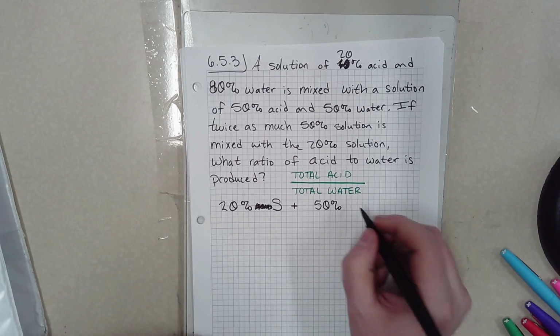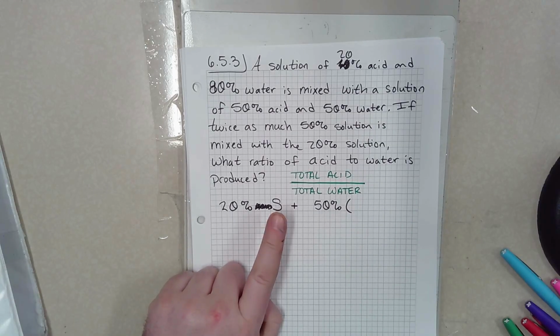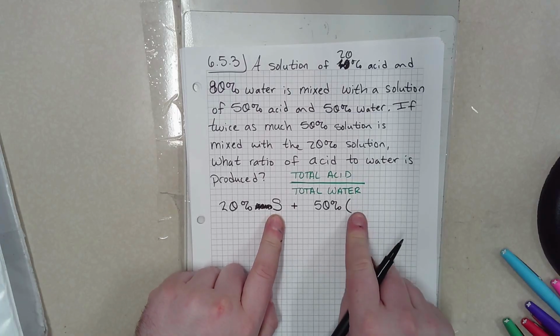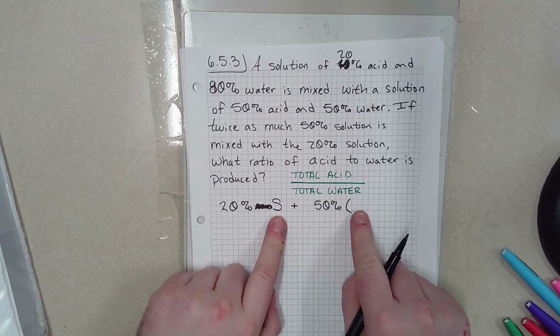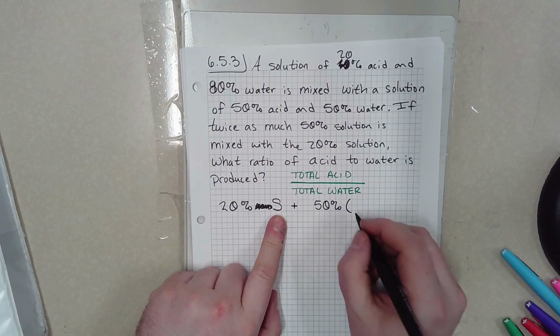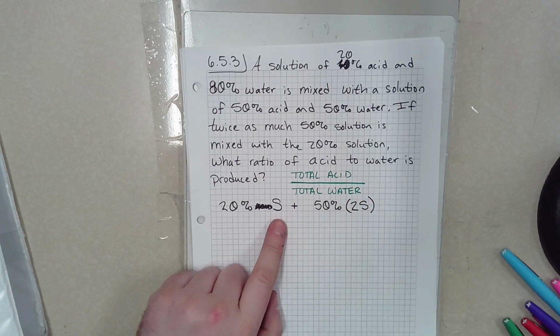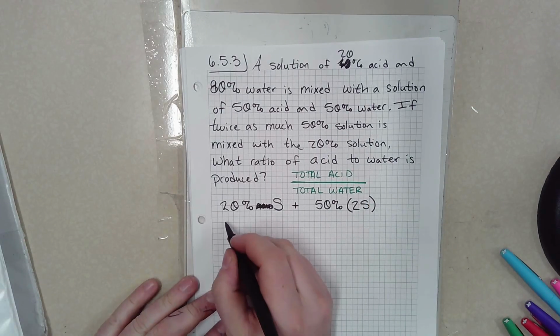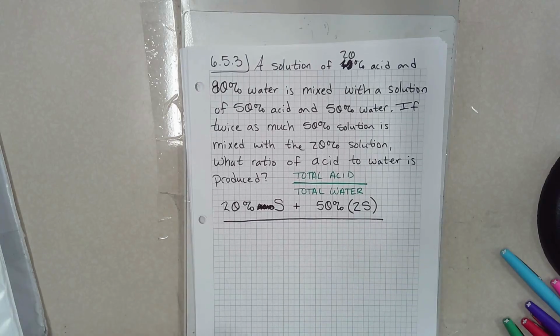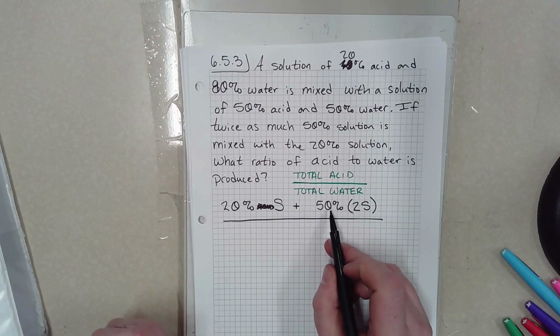Except it's not going to use the same amount. So if S was 1, like it was 1 gallon, this would be 2 gallons. If S was 5 gallons, it would be 10 gallons. So if this is S, this is 2S, twice the amount of solution. And that's going to be our total amount of acid: 20% of the solution plus 50% of the solution done twice.